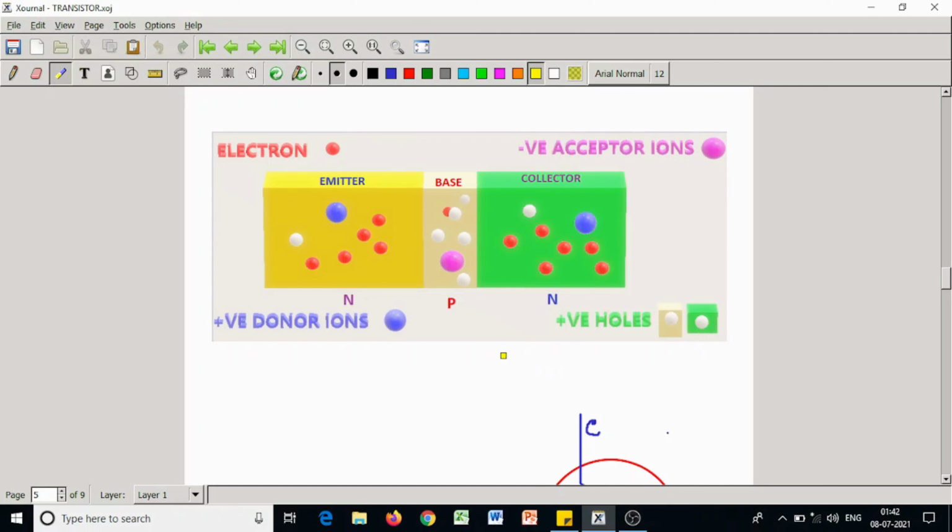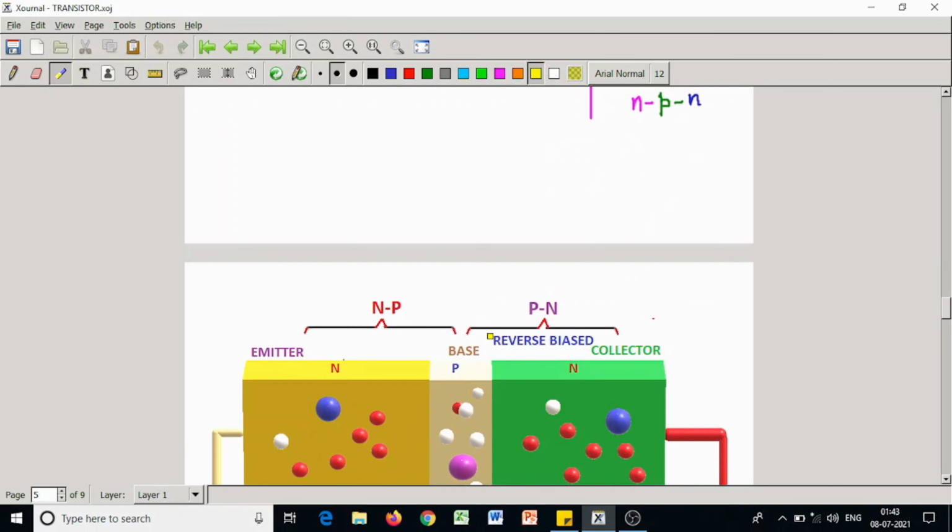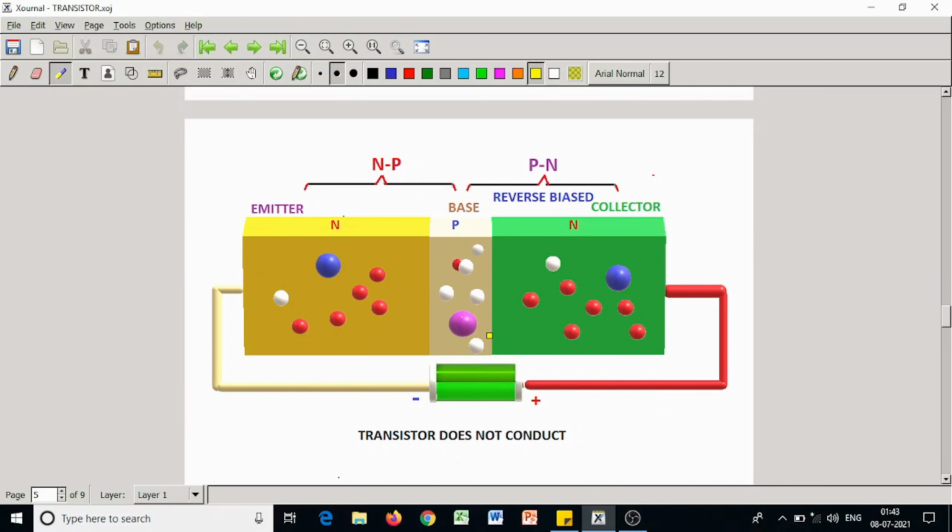So, a transistor may be considered as two diodes connected back to back. If we add a single battery in any direction, one diode will always be in the reverse bias condition and block the flow of electricity. Suppose the battery is connected in this fashion, that is, positive is connected to the N collector and negative is connected to the N emitter. So this diode in this case is reverse biased because N is connected to the positive.